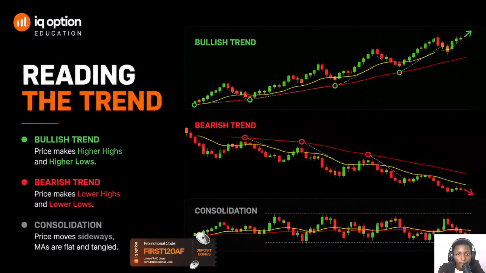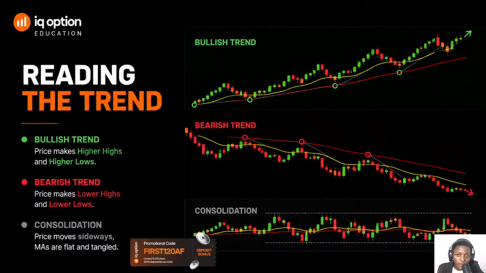And so the last one is the consolidation. Consolidation means that price is just moving sideways. It has no clear direction, and you can see that the moving averages are just flat and tangled with one another. They don't have a clear direction, just like the price has no clear direction. So that is a period of consolidation, and in that period, the best thing you can do is to be patient and wait for a clear direction and for a clear entry.